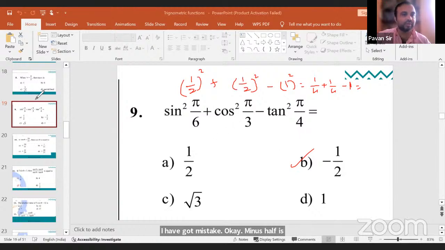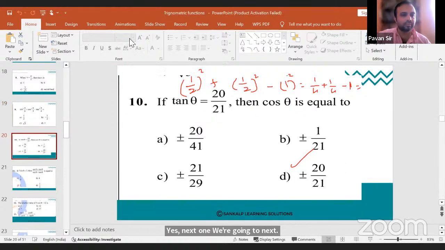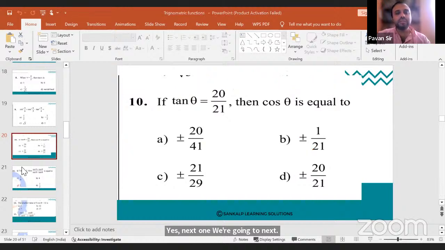Yes, next one. We are going to the next. If tan theta is 20/21, then cos theta is equal to what? Tan theta is 20/21, then what about cos theta?